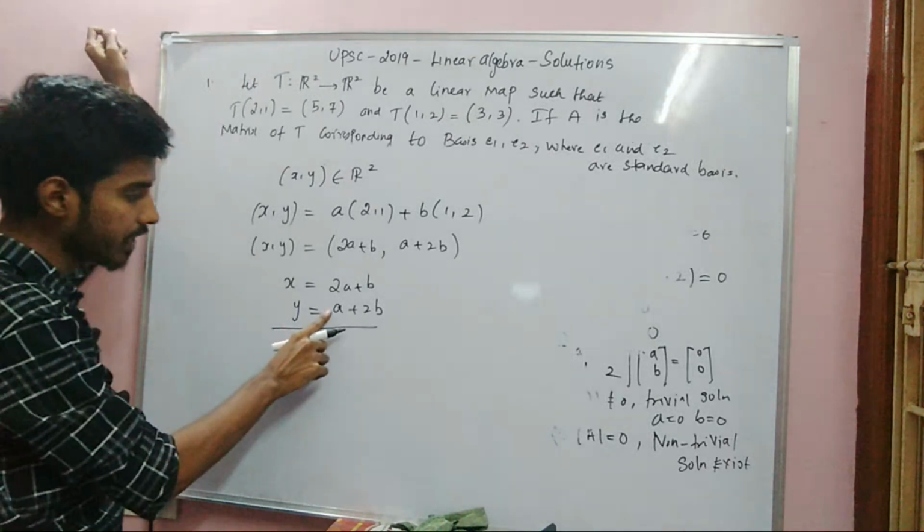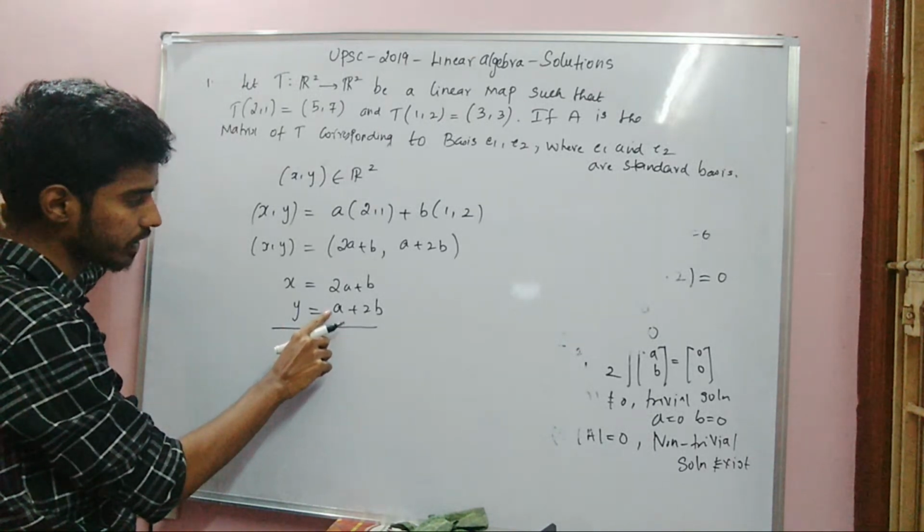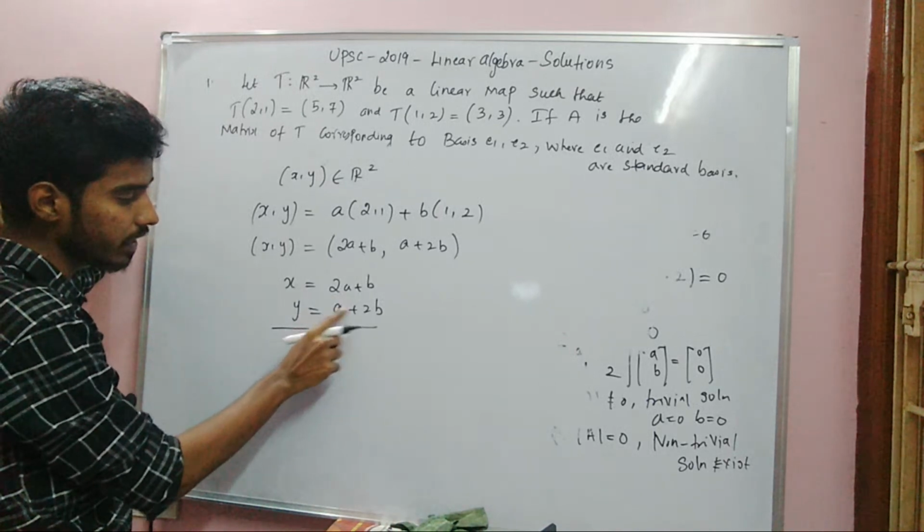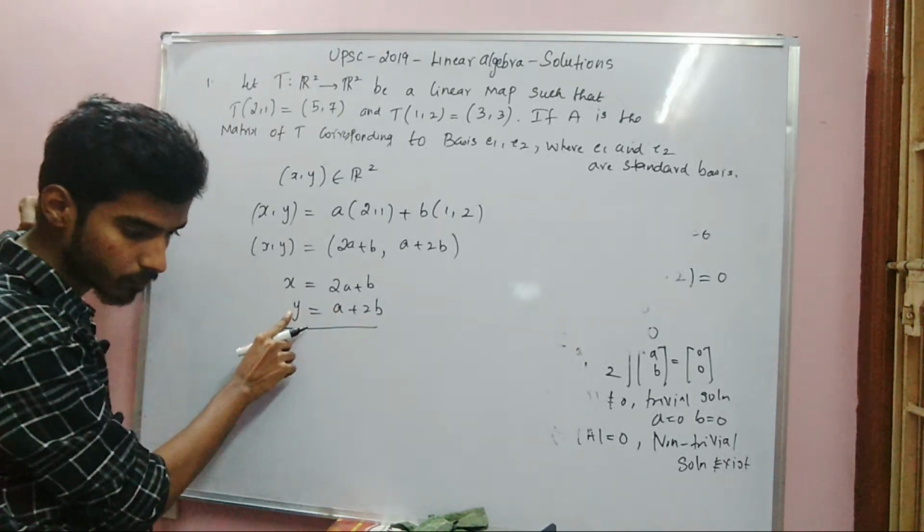So if I multiply by 2 here, this will be 2a, this will be 4b, this will be 2y, right?